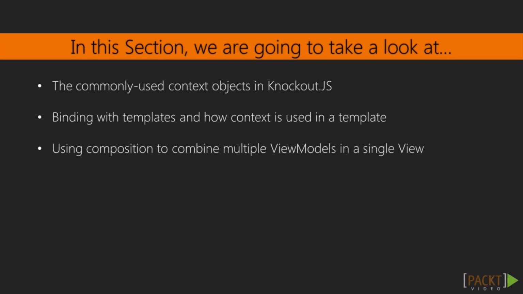We'll take a look at the commonly used context objects in Knockout. We'll also look at templates and how context is used when data binding them. And we'll cover an important object-oriented concept known as composition and how we can combine multiple view models in a single view model and view.